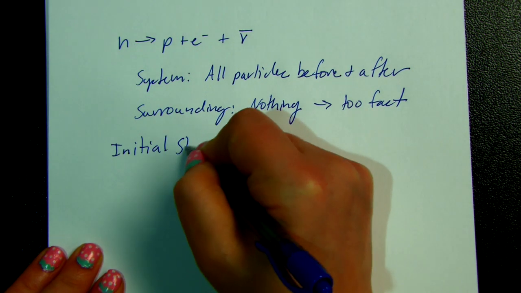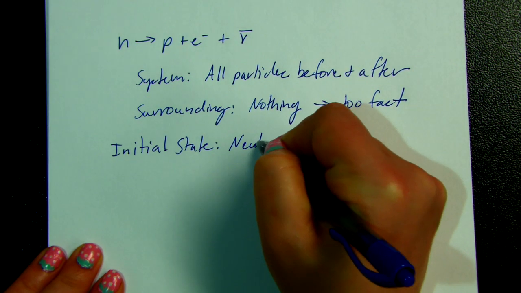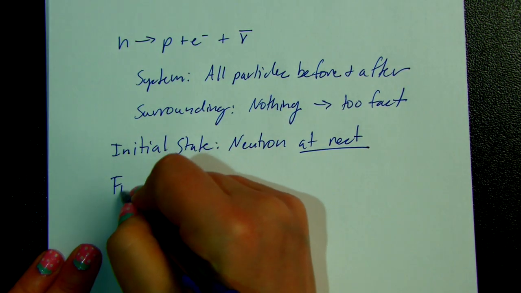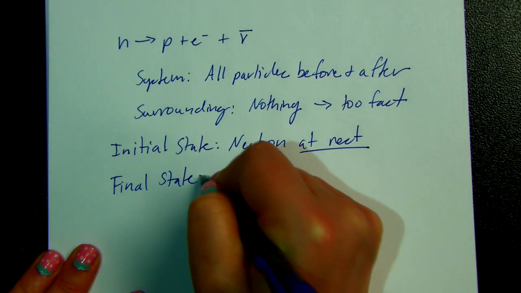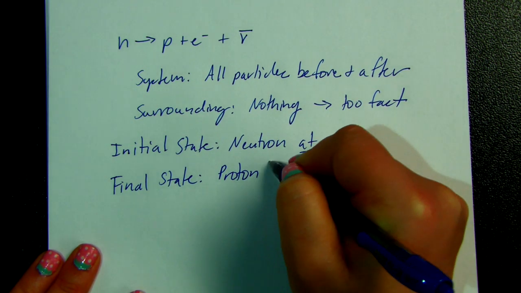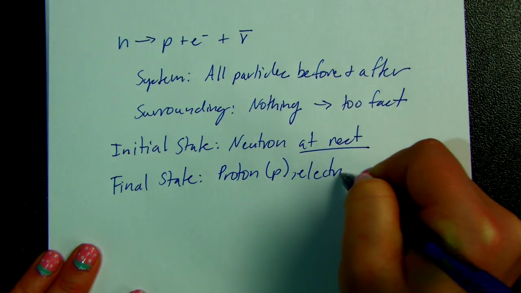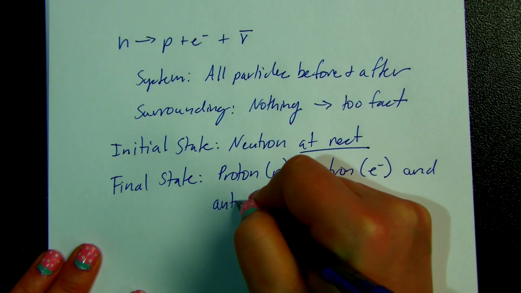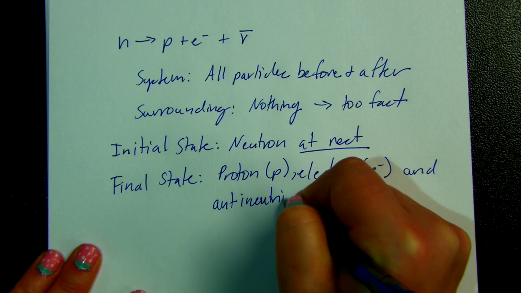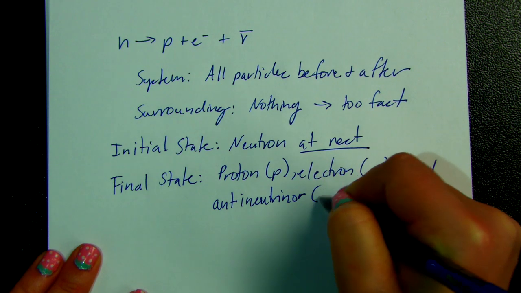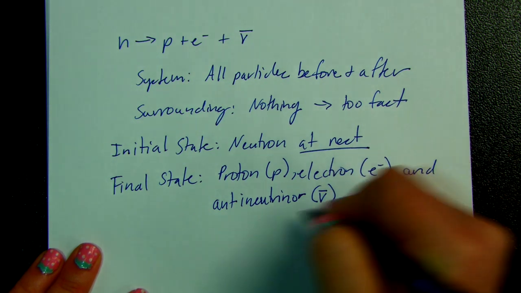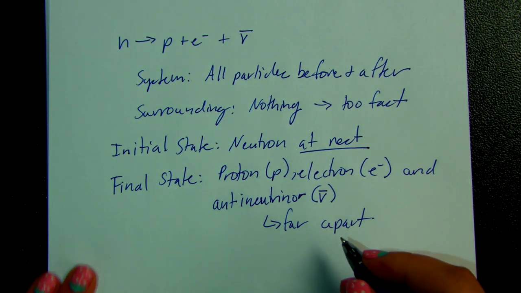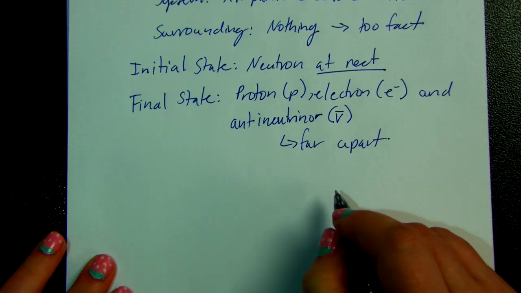So initial state, we've got the neutron at rest. And the final state, we have the proton, the electron, and antineutrino. And they're far apart. So what we mean by far apart is they're no longer interacting. So they're just chilling, doing what particles do.